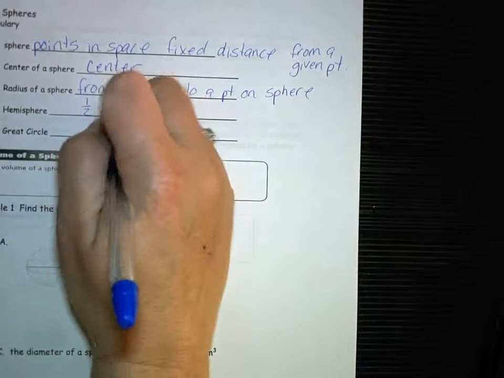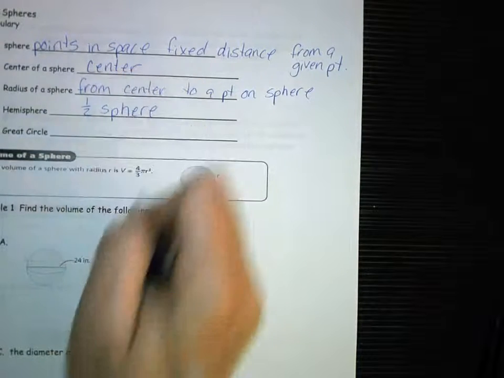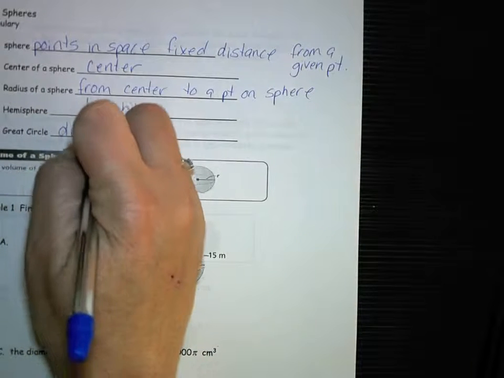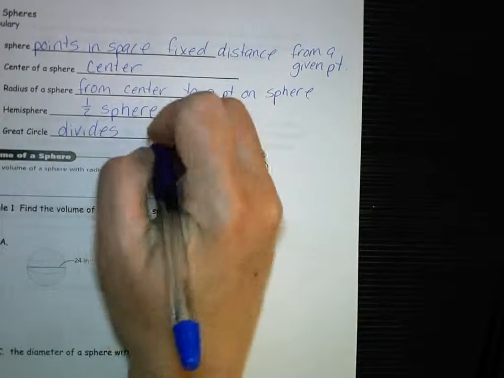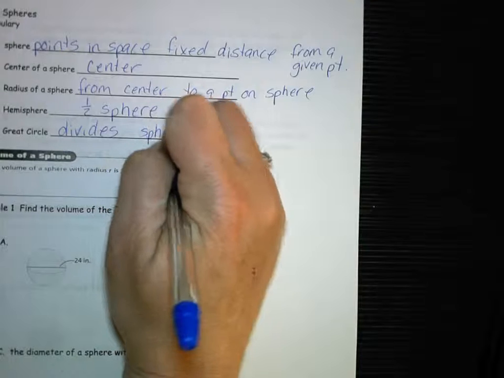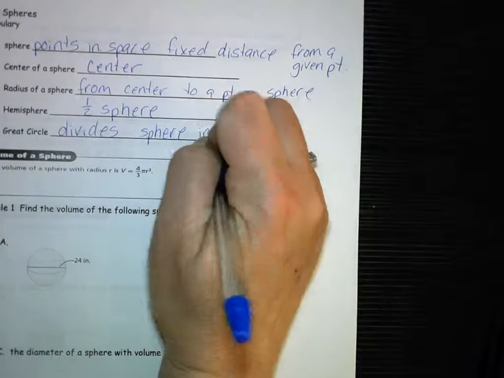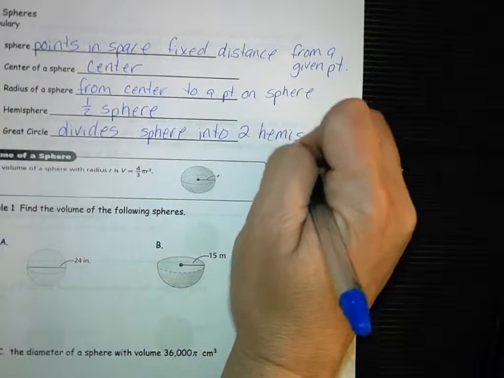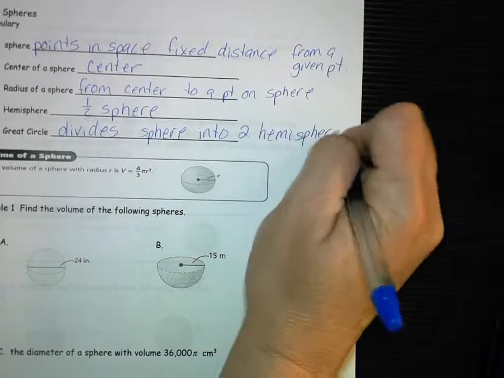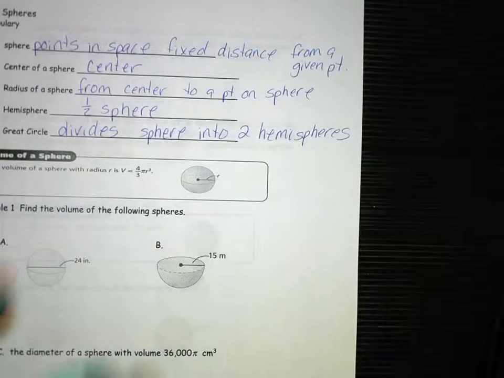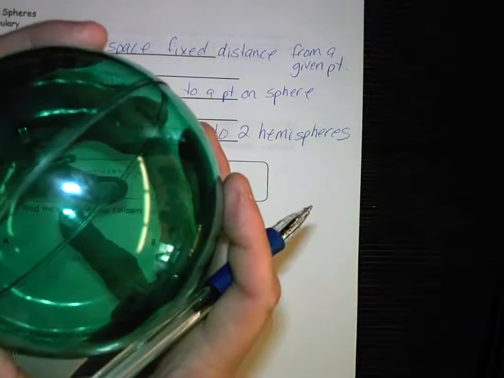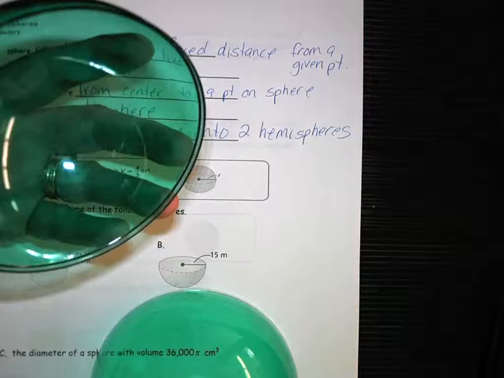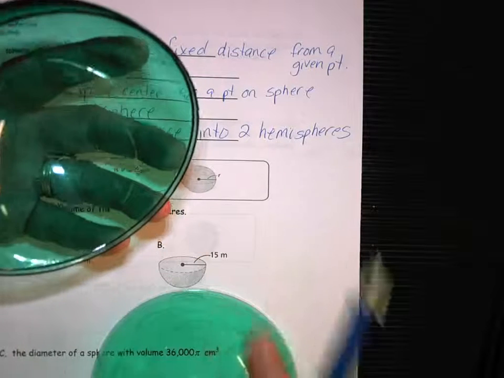A hemisphere is half of a sphere, and the great circle is the circle that divides the sphere into two hemispheres. So it's the biggest part of the sphere. This is our sphere right here. We divide it into two hemispheres, and this right here is the great circle.